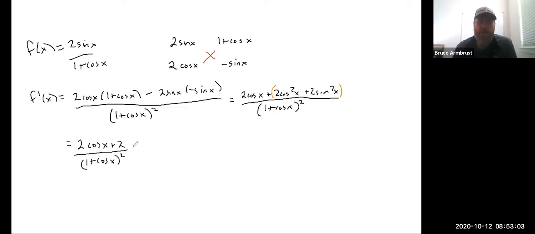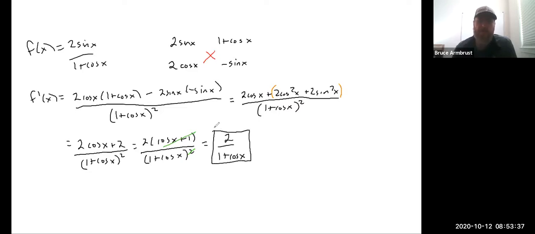Now this one I can factor. Right, I can factor out that 2. And so notice that I've actually got common factors on top and bottom. The 1 plus cosine is going to cancel with one of those 1 plus cosines. And what I'm left with is just 2 over 1 plus cosine of x. All right, so this is what I would put into the first box when it says what's the derivative of 2 sine x over 1 plus cosine.